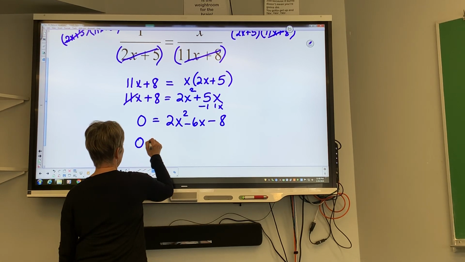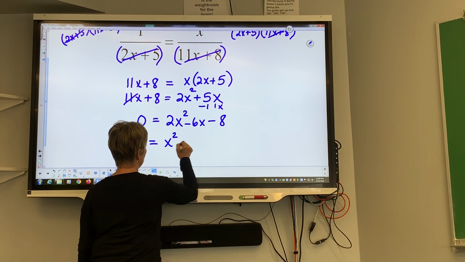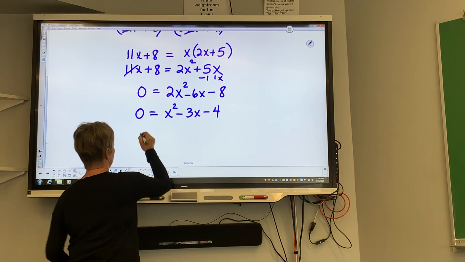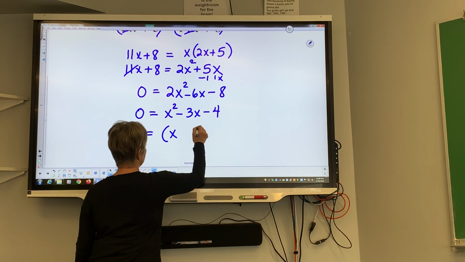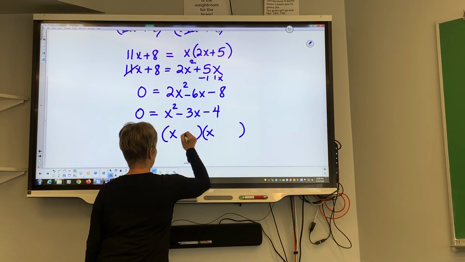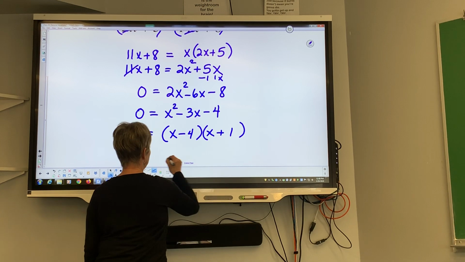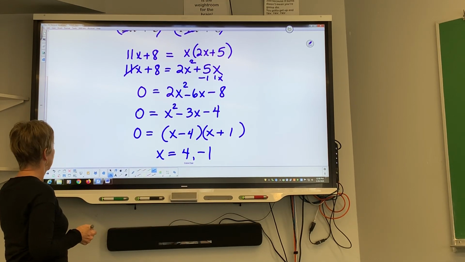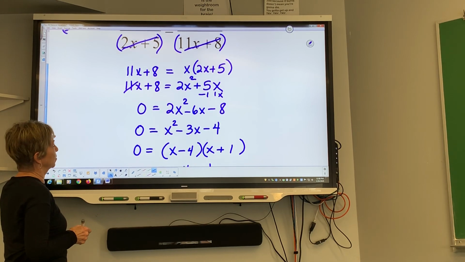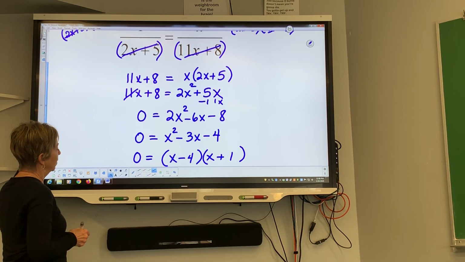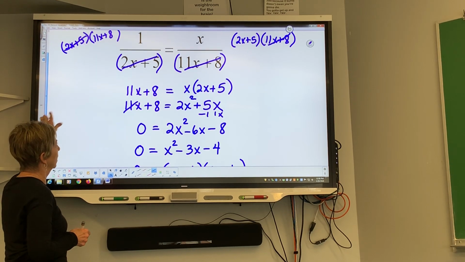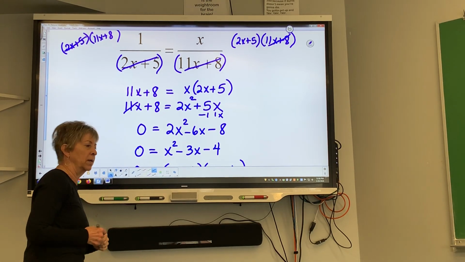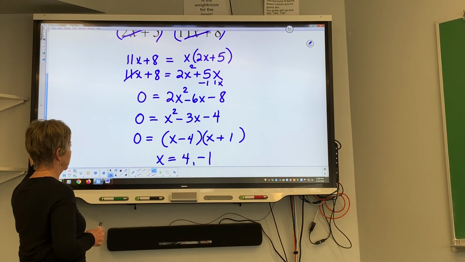Again, I'm going to divide both sides of the equation by 2. At least this one will be factorable now. And I'm going to get x and x, minus 4 plus 1, which tells me x is 4 or negative 1. Now, I got to check my answers though. And 4 and negative 1 aren't going to make either of those denominators 0, so we're good. Okay? So that's that one.